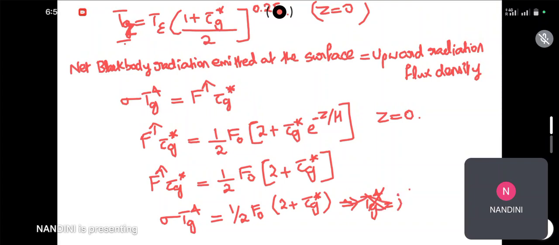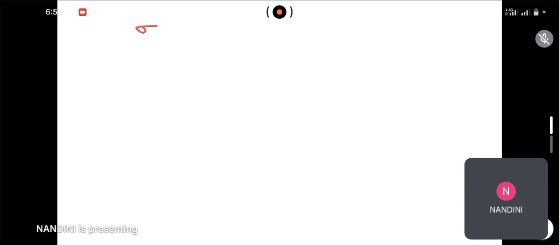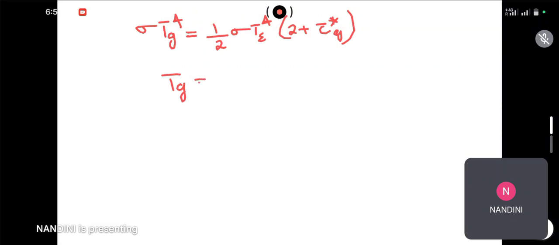And here we can write f0 is equal to sigma t raised to 4. So you can write sigma tg raised to 4 is equal to half into sigma te raised to 4 into 2 plus theoretical depth. So finally, tg becomes te into 1 plus 2g star by 2 the whole raised to 1 by 4.